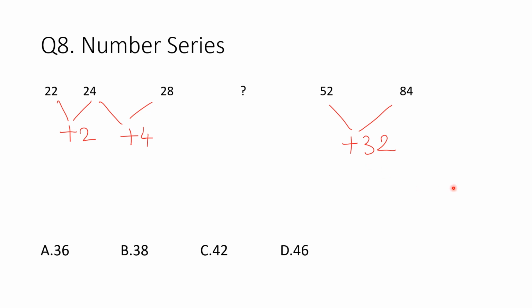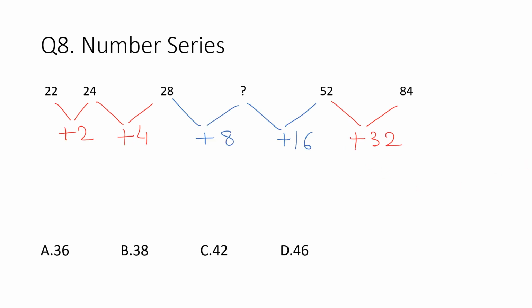Let's see what actually is the logic here. If you see here 2, 4, 8, 16 and 32. So basically what we are doing: 2, then 2 into 2, then 2 into 2 into 2, then 2 into 2 into 2 into 2, and this is 5 times we are multiplying 2. So this is 2 raised to the power 1, 2 raised to the power 2, 2 raised to the power 3, 2 raised to the power 4, and then 2 raised to the power 5.